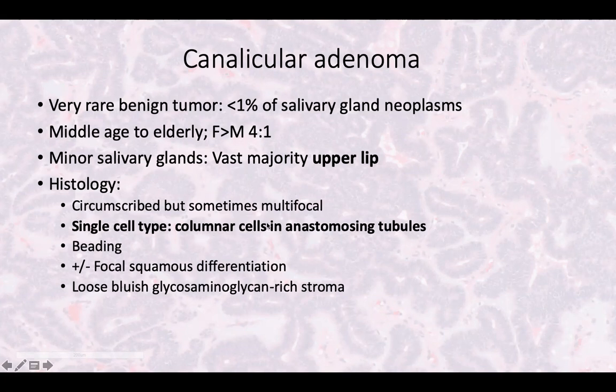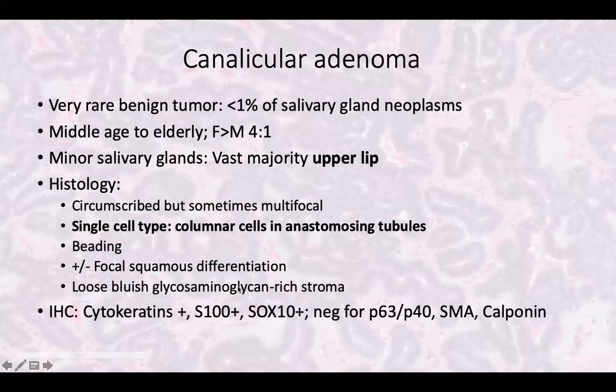They're columnar cells, and they have these cute little anastomosing tubules. They have this beading phenomenon where they reach across the aisle and smooch each other. And they can have what's called squamous differentiation. I actually think that's sort of misleading because it might be sort of squamoid, but I'll show you what I mean by that. And then this loose bluish glycosaminoglycan rich stroma. And in terms of IHC, they're positive for cytokeratins, S100 and SOX10, and negative for other myoepithelial markers. So it's actually not clear what cell type these are really derived from.